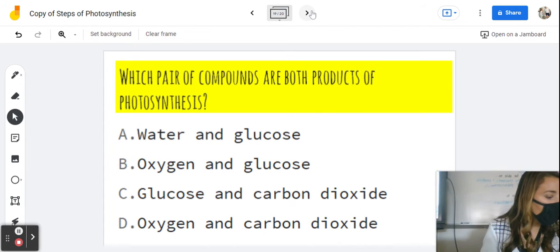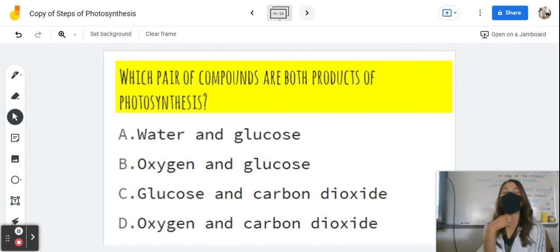19. Last one. Which pair of compounds are both products of photosynthesis?